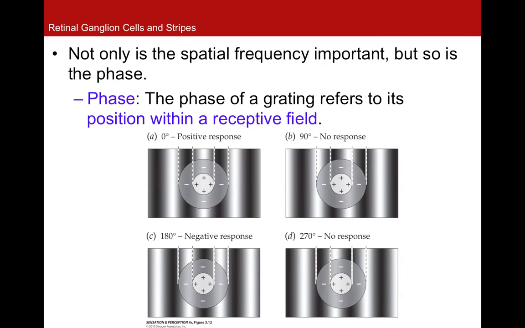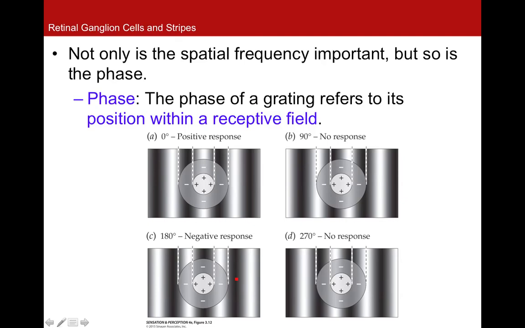So spatial frequency is definitely important, but also the phase is important, which is the position within a receptive field. Right? So here in A, you're seeing the sine wave grating that's in a perfect phase to maximally excite the cell. You can see the on center is in line with the white. In B, there's portions of the on center receptive field that are covered by a dark spot, and portions of the off surround as well touch a light spot. So it's not going to respond maximally.